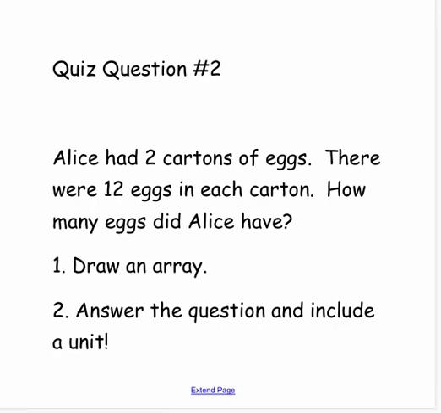Time for you to answer one of these types of questions. This is quiz question number 2. Again, have your math notebook ready. Here's the problem. Alice had 2 cartons of eggs. There were 12 eggs in each carton. How many eggs did Alice have? First, draw an array. Second, answer the question and include a unit. Please pause the video to work on this question.